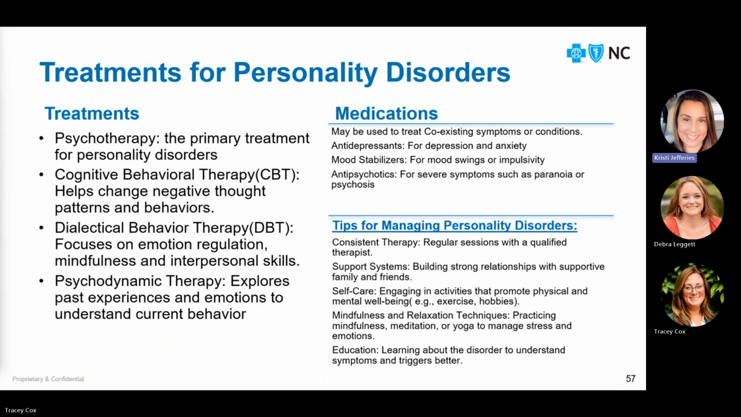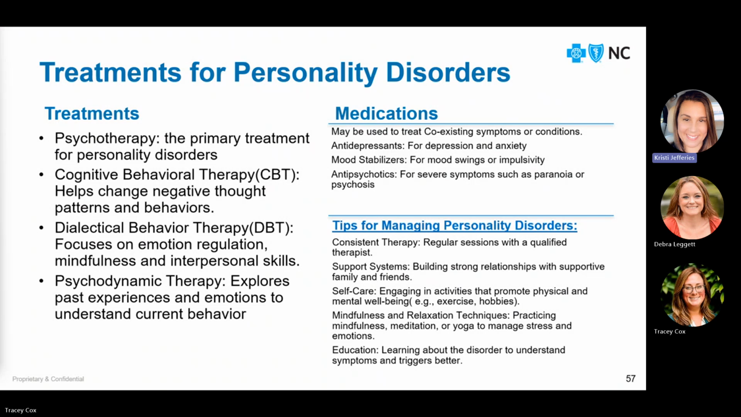Psychodynamic therapy is an approach that explores past experiences and emotions to understand and influence current behavior. Medications can be used to treat coexisting symptoms or conditions. Antidepressants are useful for managing depression or anxiety. Mood stabilizers help with mood swings and impulsivity, and antipsychotics are prescribed for severe symptoms like paranoia or psychosis.